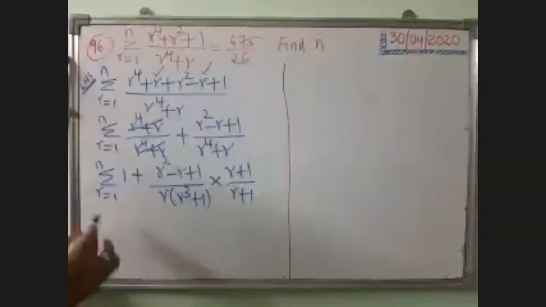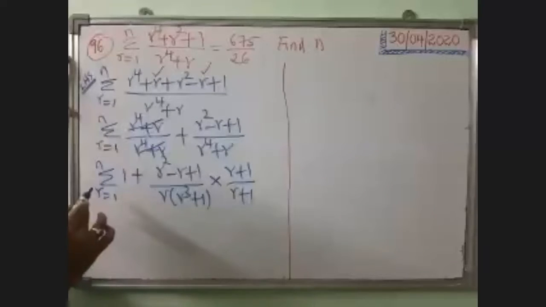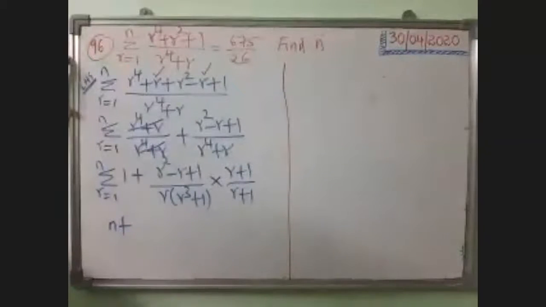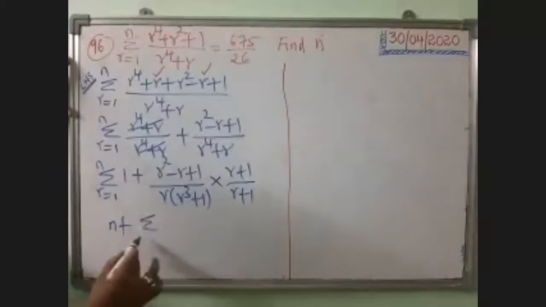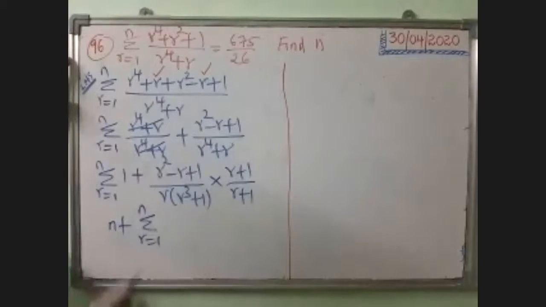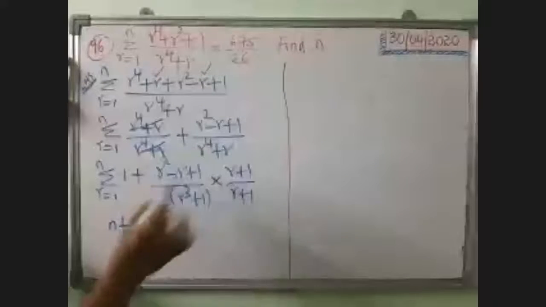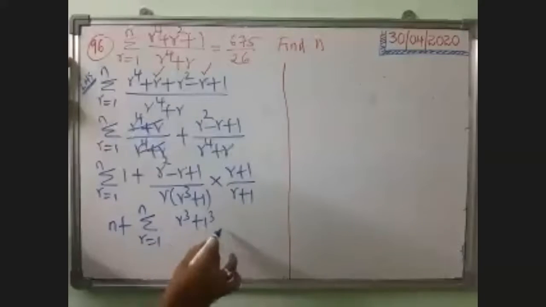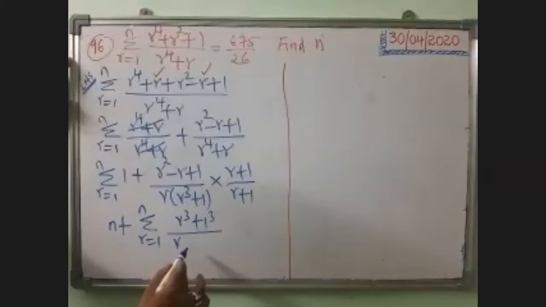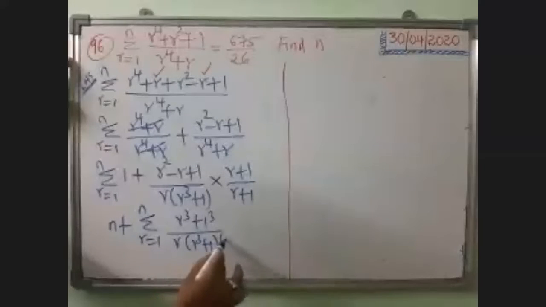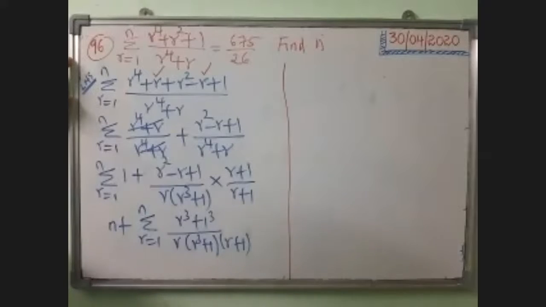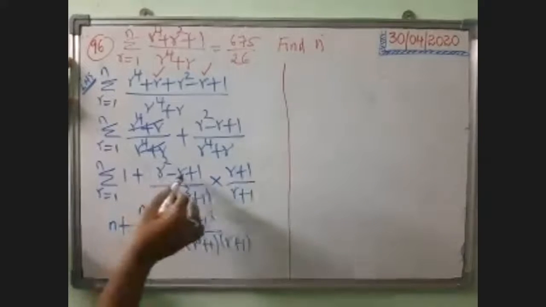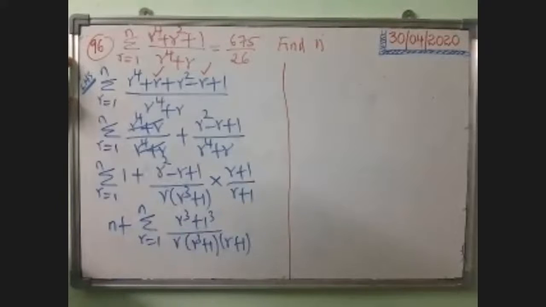Okay. So sigma r equal to 1 to n of 1 is nothing but n. The fourth formula which I gave in the very beginning. You know that a plus b into a square minus ab plus b square is what? A cube plus b cube. So this will become r into r cube plus 1, into r plus 1. This is the formula which you got in school itself. Now r cube plus 1 and r cube plus 1 get cancelled.